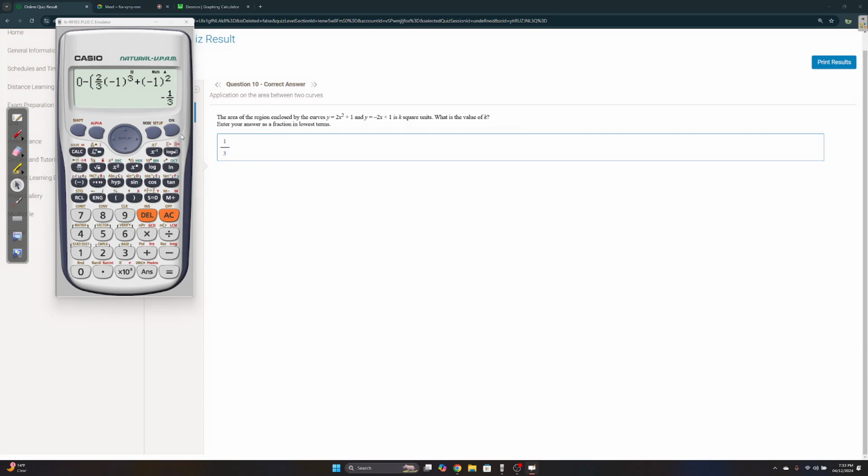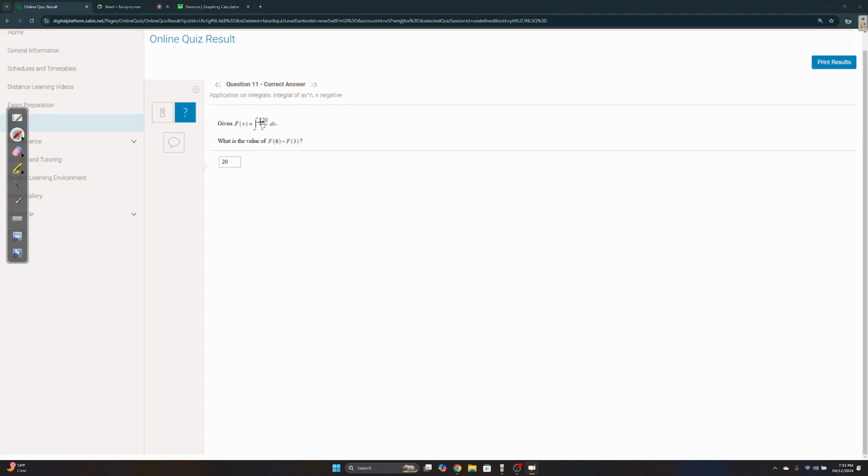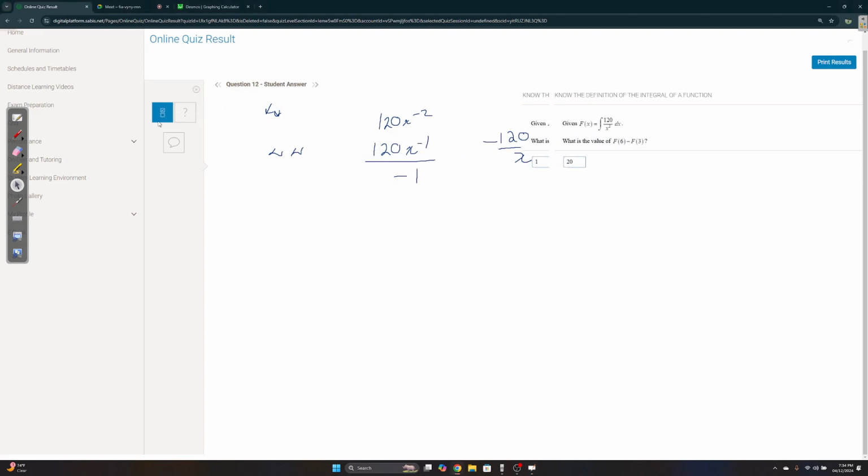Okay, question 11. Given f of x is equal to this, what's f of 6 minus f of 3? Okay, let's integrate fast. 120 x to the minus 2, right? Because we take it up. Integrate this: 120 down, x down, add 1 over the new coefficient. So it's going to be minus 120 over x, and between 6 and 3. Substitute 6, substitute 3. I'm not going to do it, you know how to do it. So you're going to get 20.